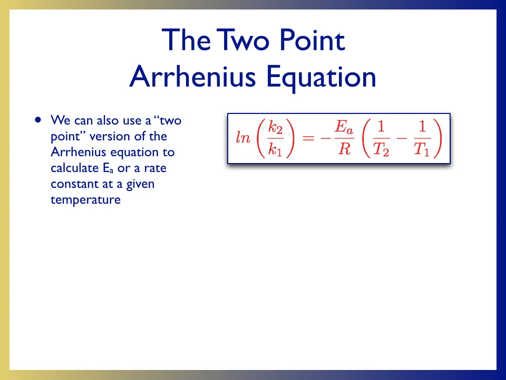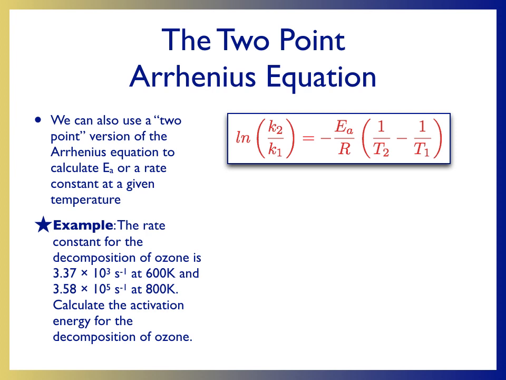Here's an example of a problem using this two-point Arrhenius equation. We have two rate constants for the decomposition of ozone, which was shown on the previous slide. One rate constant at 600 degrees Kelvin and one rate constant at 800 degrees Kelvin. We want to use this information to calculate the activation energy, E sub A, for the decomposition of ozone.